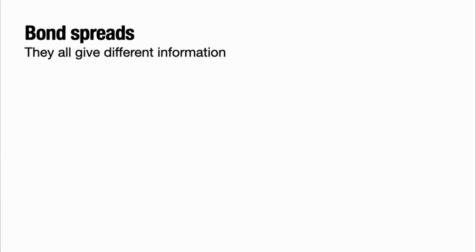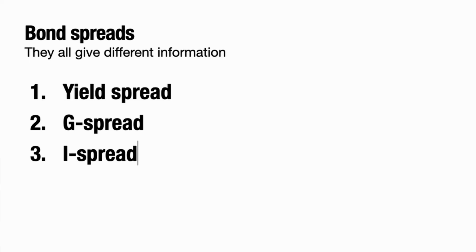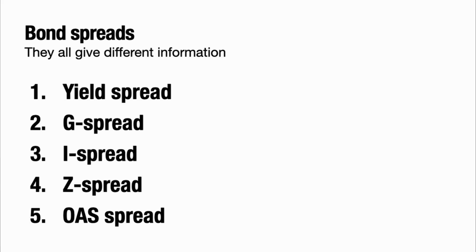So I hear you're diving into bond spreads. Let's break down the key ones: yield spread, G-spread, I-spread, Z-spread, and OAS. Ready? Yes. They all sound similar, but they're not. Where do we start? Let's begin with yield spread.